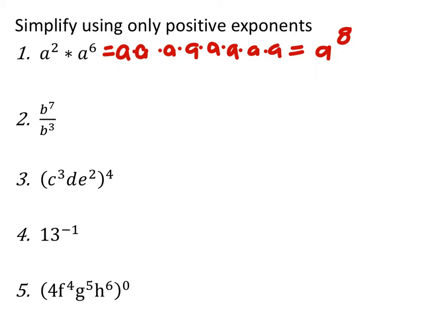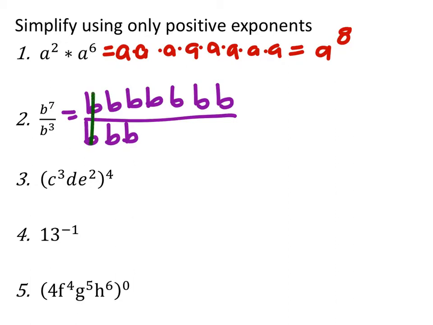Number two, I'd have 7 b's in the numerator and 3 in the denominator. On this one, this set of b's and this set of b's and that set of b's are going to cancel out, which means overall I've got some b's left, 4 of them specifically.